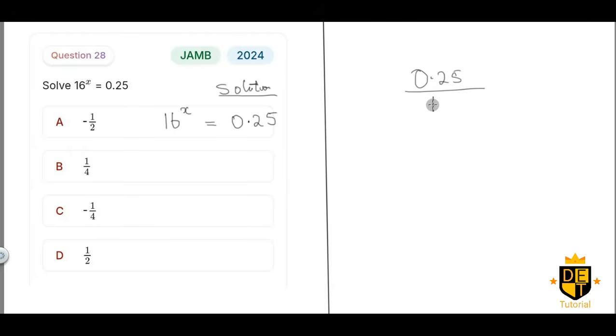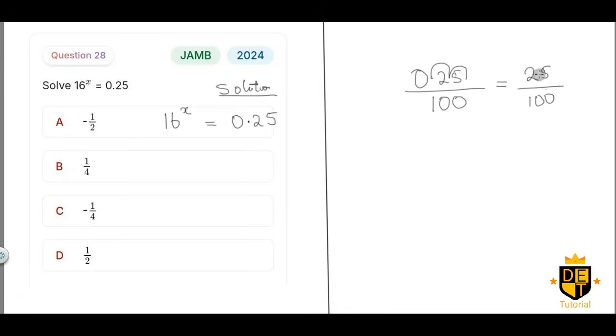So for me to convert it to a fraction, this is what I do. I move the decimal point this way, and I will add zeros. So that is equal to 25 over 100. This is the fractional form of 0.25.